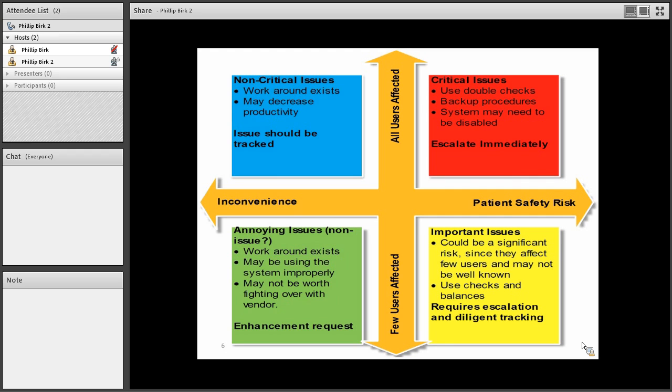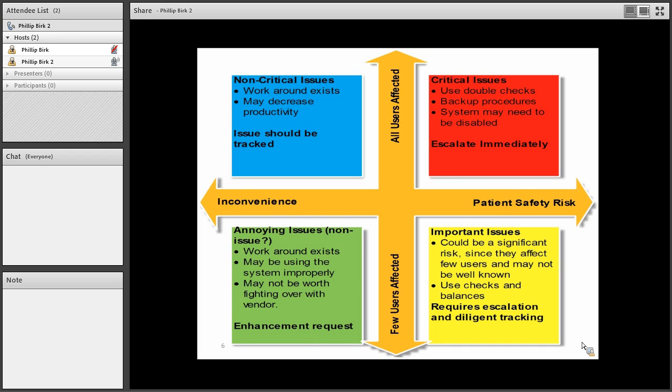So something that isn't really much of a risk, it's more of an inconvenience that doesn't affect many people. Your vendor is probably going to think about that as an annoying issue, maybe a non-issue is what they might call it. That's that little green one in the corner. You probably have a workaround for it. Maybe the provider is using the system improperly, not the way it was designed. Many of us do that. This is probably the type of issue that's not worth fighting over with the vendor. You usually call this an enhancement request.